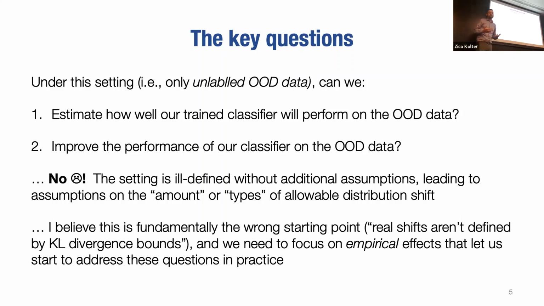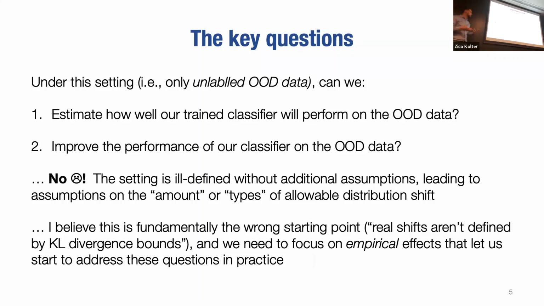Because real shifts that we encounter in the world aren't defined by KL divergences being less than epsilon, things like this. I don't even know what that really means. The distribution of images, a divergence on that space, is a really weird thing to think about. I know you can use features and IPMs and things like this, but I still don't like this.